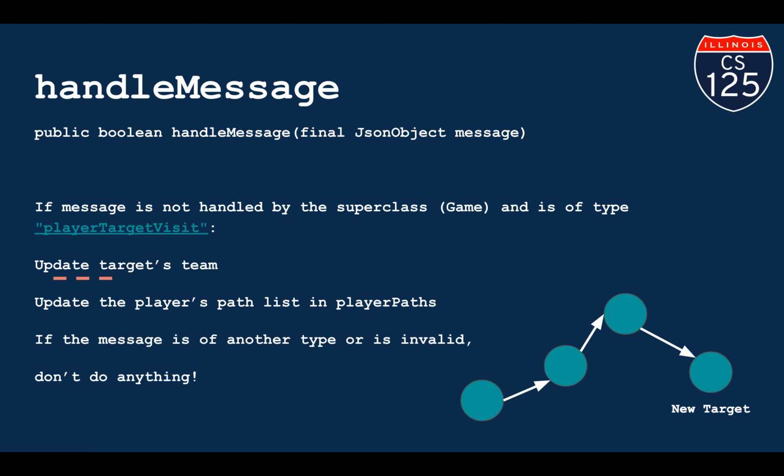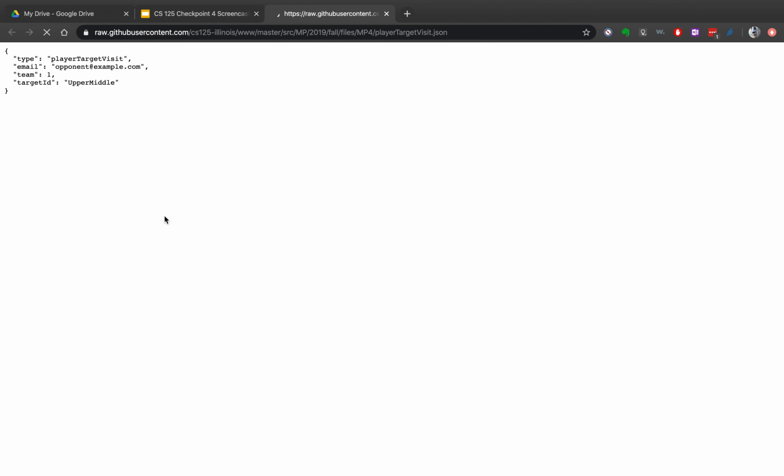The abstract class game also handles messages. If it's not able to handle the specific message and it's of type player target visit, then we have to, in the target game class, handle the message ourselves. An example of player target visit looks like this. It has a type, so you want to make sure that it is of type player target visit, and it'll be given an email, the person who captured this target, the team that they're on, and the target that they captured.